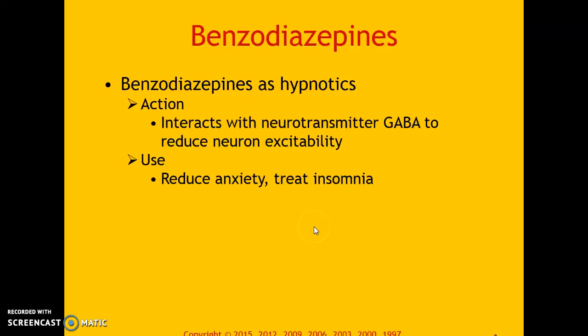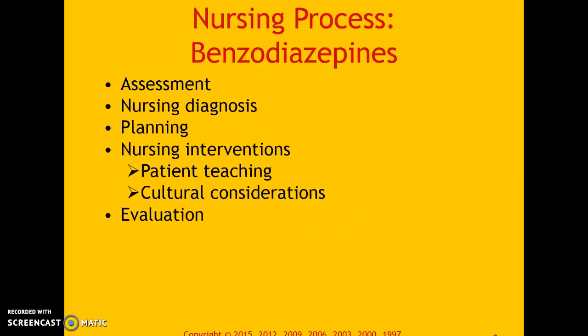All right, so I'm picking up from 21. We ended at benzodiazepines, the interaction, again, to reduce neuronal excitability. I think I already talked about the different things that we use this for, and we're going to continue to add to this as we go, but there's your actions and your uses right there.